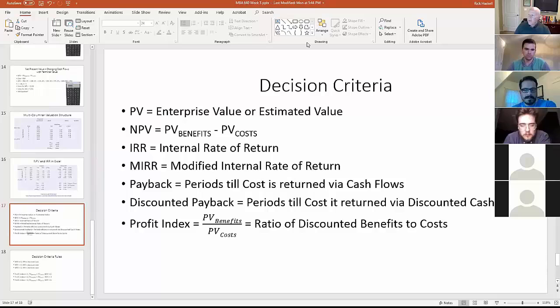And then here we have our decision criteria. And I've already talked about these with the exception of modified internal rate of return, the paybacks and the discount and the profit index. These are simple and you'll get them very easily. So let's walk through them. We know present value, we know net present value, we know internal rate of return.